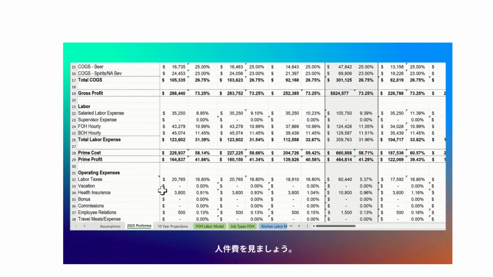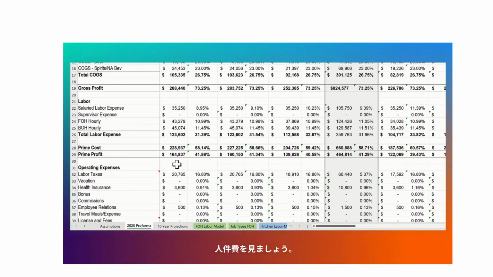So scrolling down to our labor section, our labor section is broken out into 4 pieces. We have our salaried labor, which came from the assumptions page. We have our front of the house hourly labor, which has come from our front of the house labor model, and our kitchen labor model informs our back of the house hourly. And this is our total labor expense.